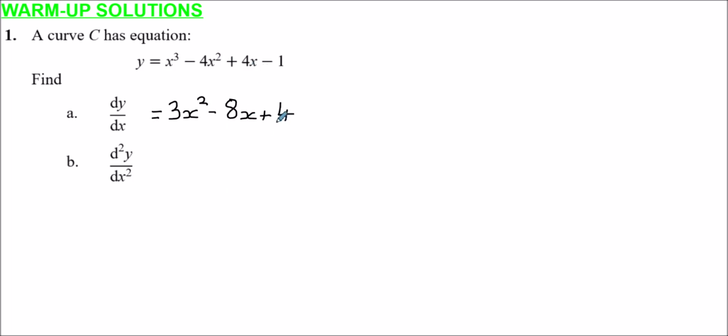Any constant terms are completely eliminated, so the minus 1 disappears, so we just get left with 3x squared minus 8x plus 4. The second order derivative, we just differentiate dy by dx yet again. So if we now differentiate this function here, 3x squared becomes 6x, minus 8x becomes minus 8, and the constant term plus 4 vanishes. And so we now get 6x minus 8. We could go again and get the third order derivative, which would be 6. The fourth order derivative would be 0, but you get the idea.